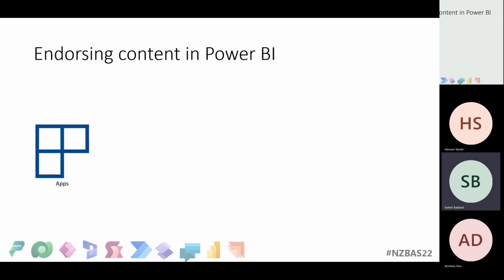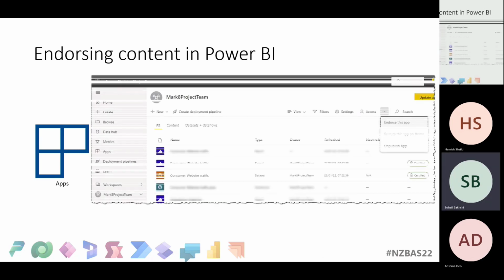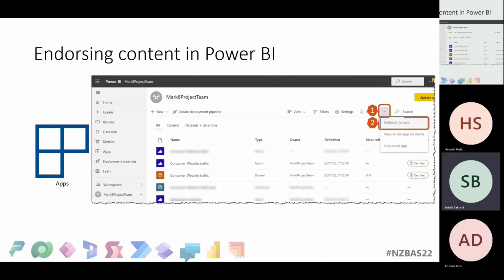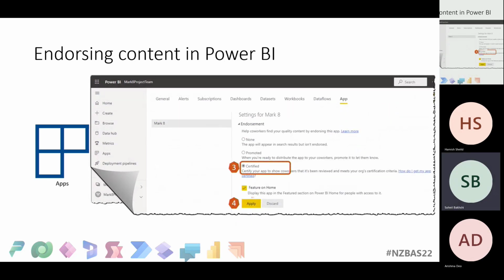Okay, great. And apps. We can also certify an app. What we need to do, we need to navigate to the workspace that we are creating an app upon. Click on the ellipsis button in the top. If we've already created an app, that ellipsis button will show up. And then click on endorse this app, and then certified, and then apply. So you can consider this as a small demo.